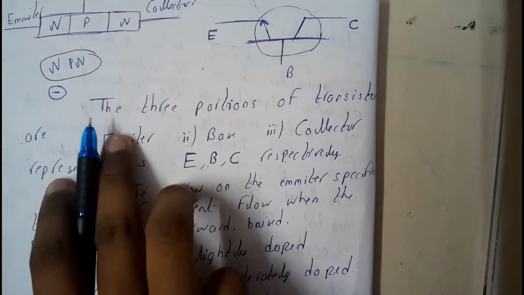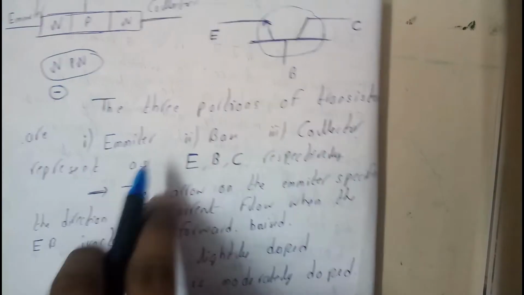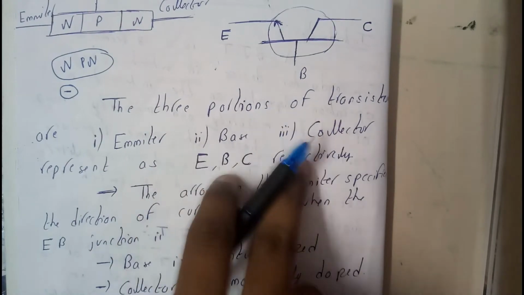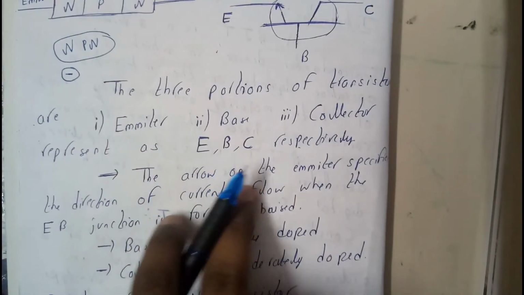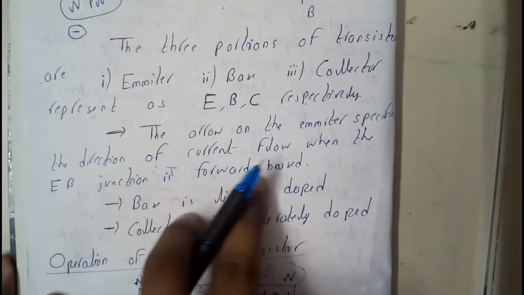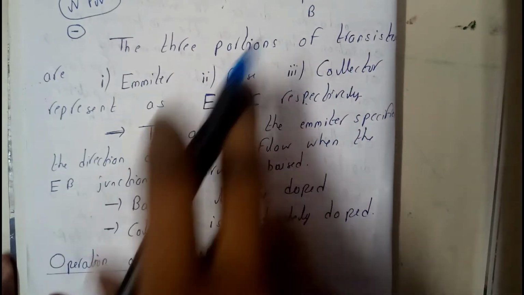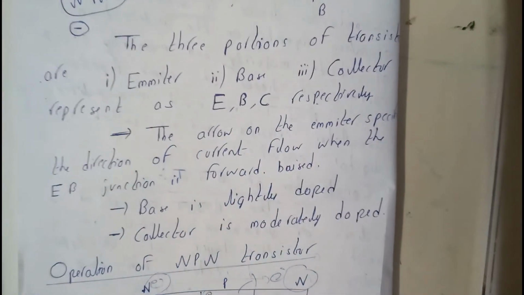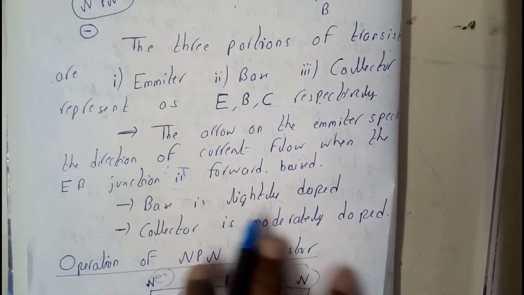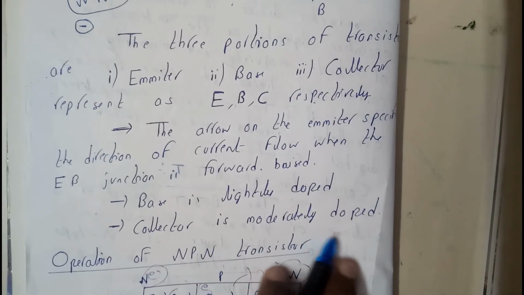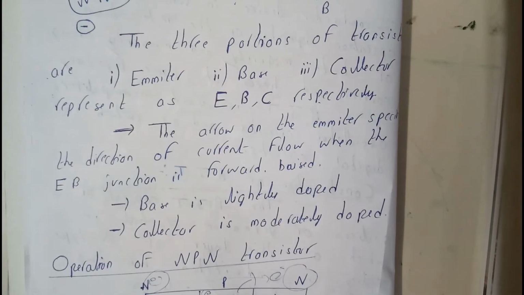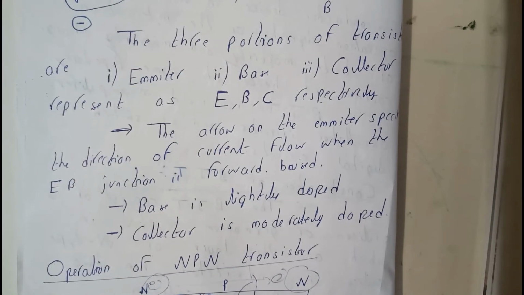Basically the three regions of the transistor are emitter, base, collector, represented as EBC. The arrow on the emitter specifies the direction of the current flow when the EB junction is forward biased. That's what I told you to remember by the names NPN and PNP. Basically the base is lightly doped and the collector is moderately doped. So now I hope everyone is 100% clear with the introduction and some construction of BJT. In the next tutorial we'll be going through the NPN transistor.